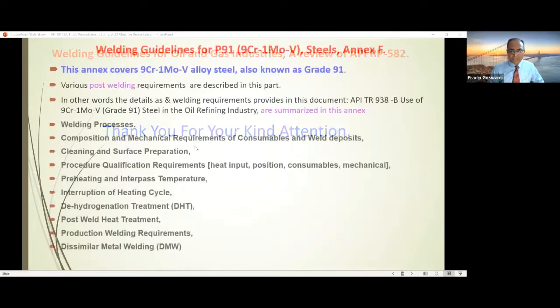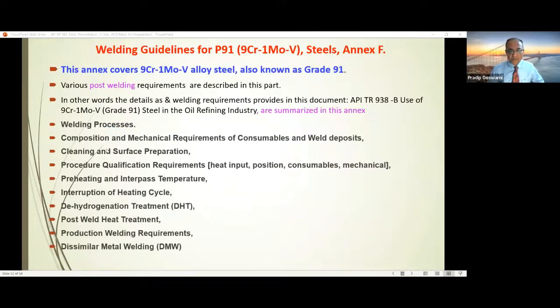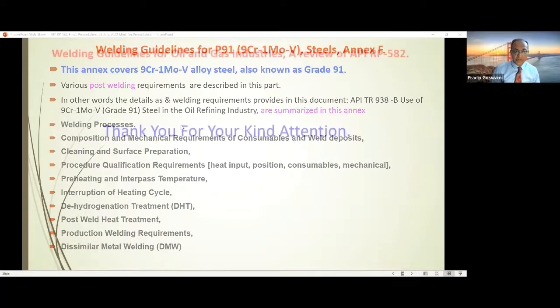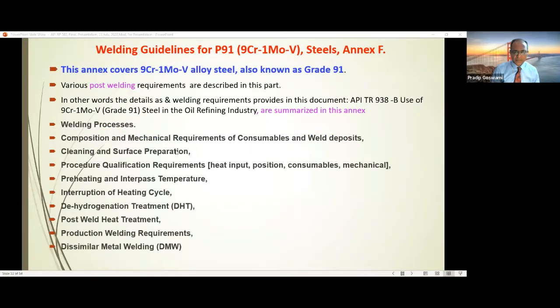Basically, if I wanted to cover this, I would definitely need a couple of hours. But due to the time constraint and the nature of this, I would like to say that these are the typical changes, the new information, which one can expect in the newer version of RP 582.